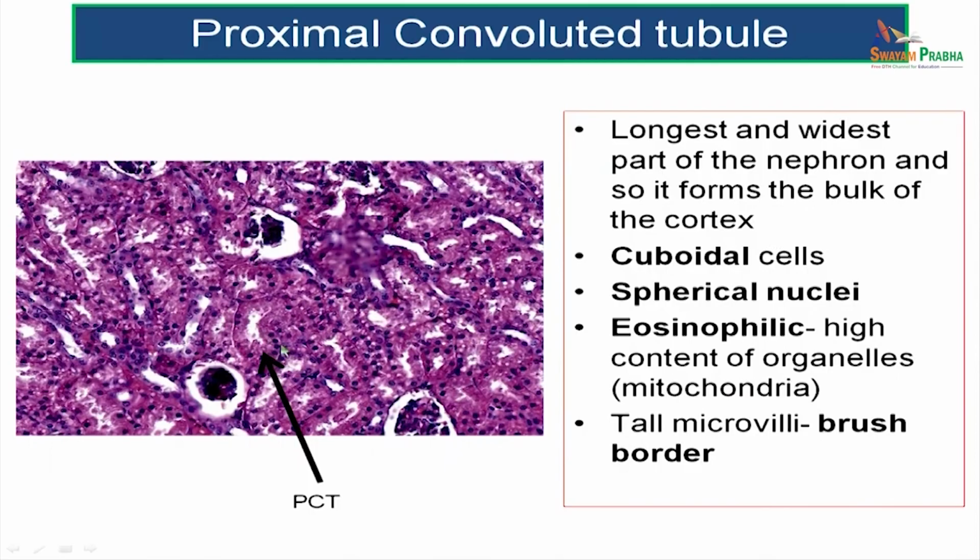This is one proximal convoluted tubule which is pointed out through an arrow. You can see that it is lined by cuboidal cells. The nucleus is spherical. The cytoplasm is darkly stained eosinophilic, that is because you have a high content of organelles, that is mitochondria. Also, from the apical surface of the cell you have tall microvilli, which is called the brush border.